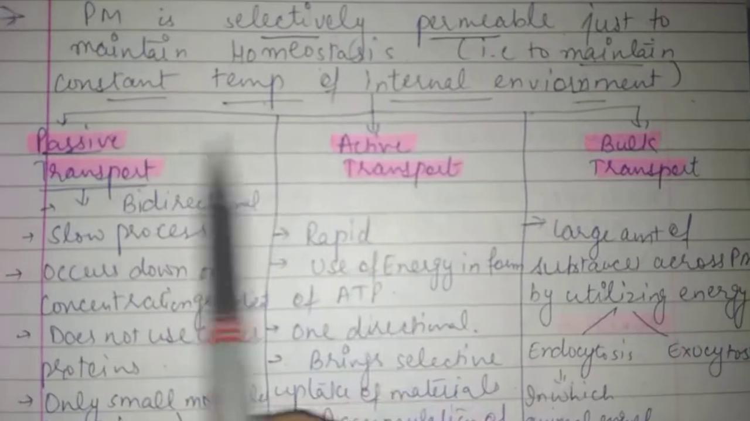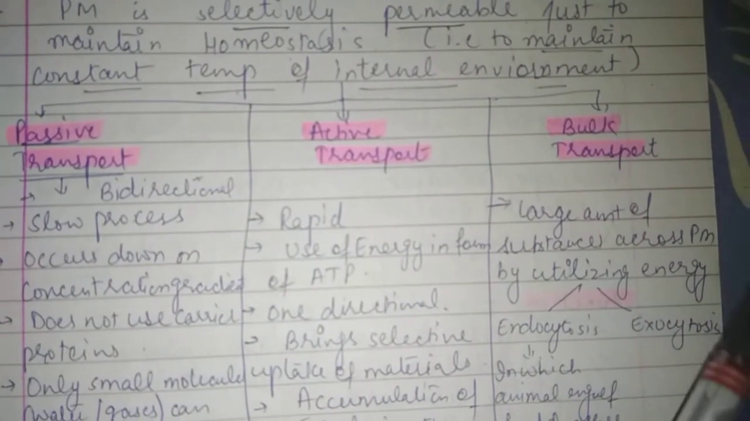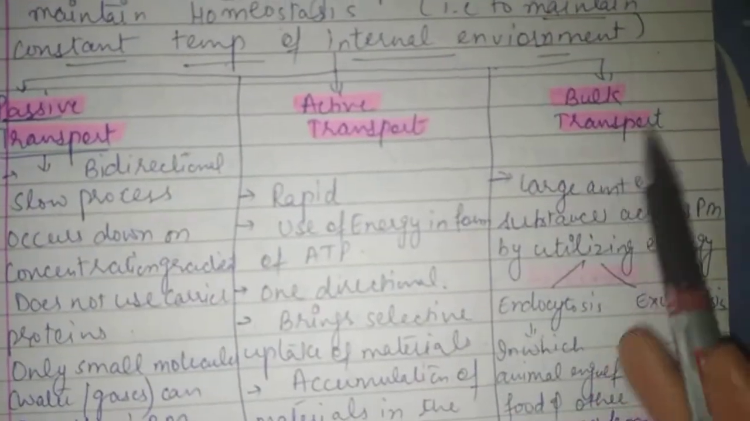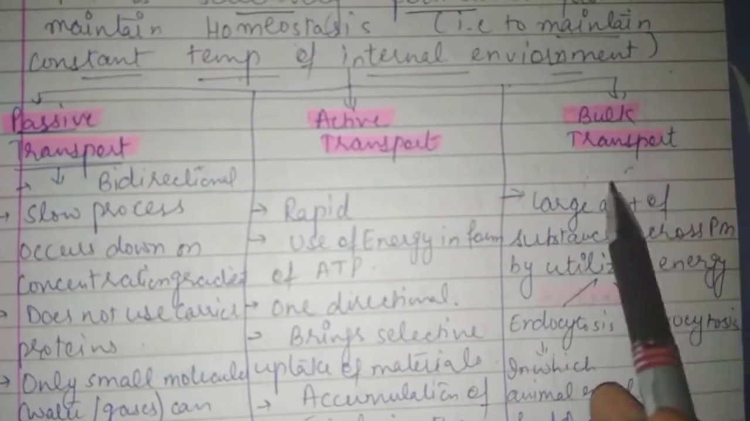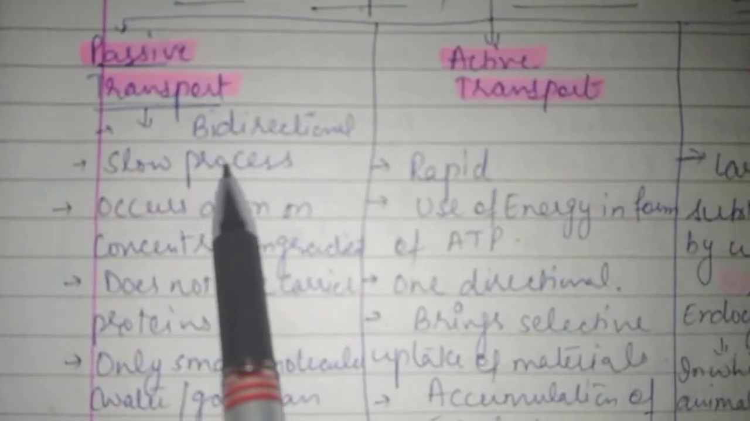And three types of transport system are there. One is the passive transport system, second one is the active, and third one is the bulk transport system. See students, in detail, the bulk transport system is not present in your syllabus, but we will discuss it briefly. First is the passive transport system.